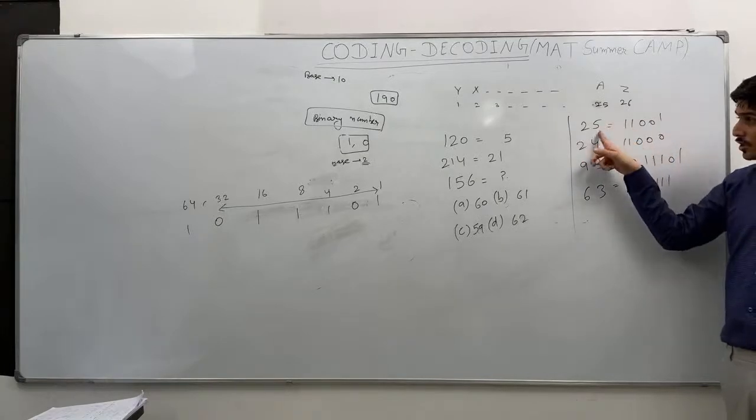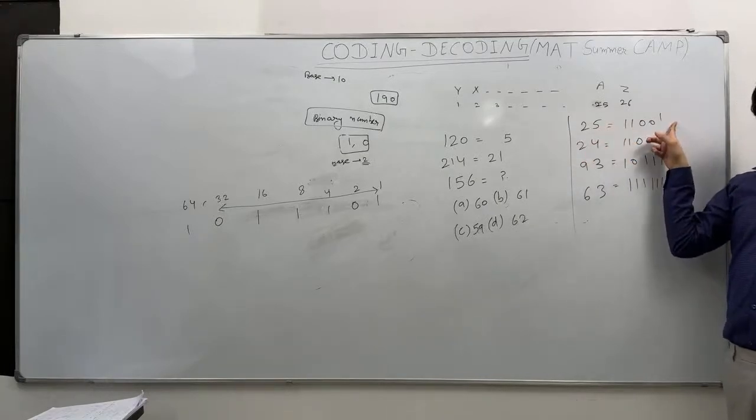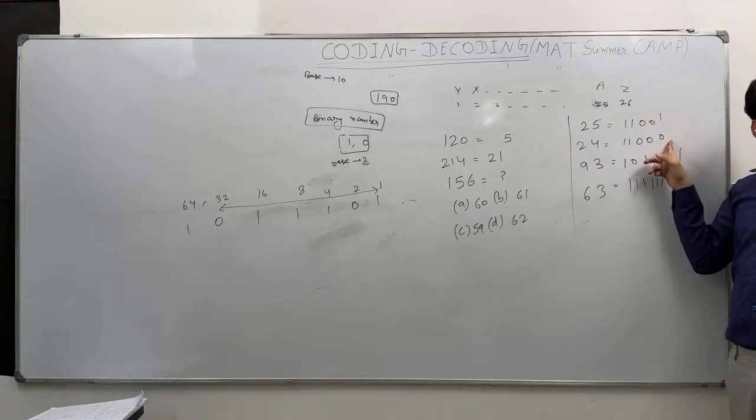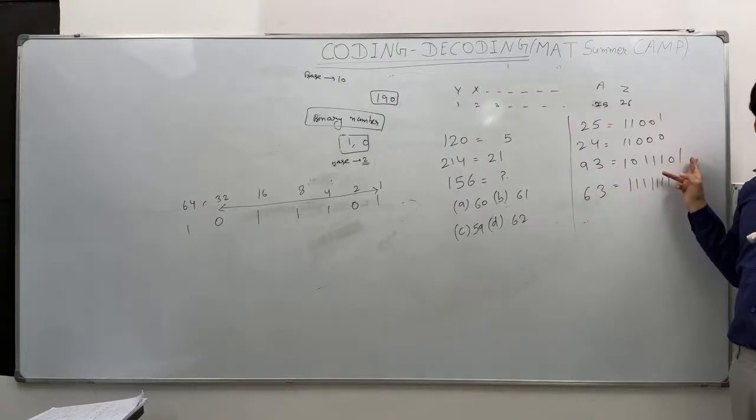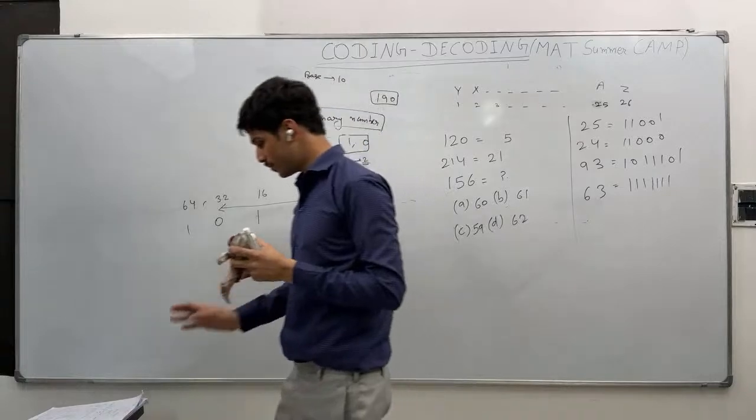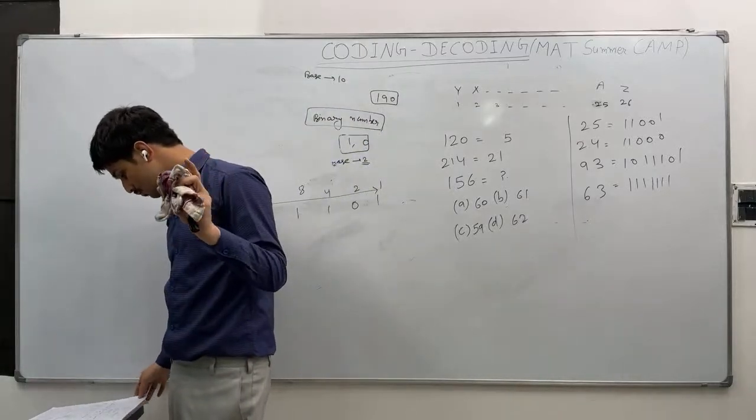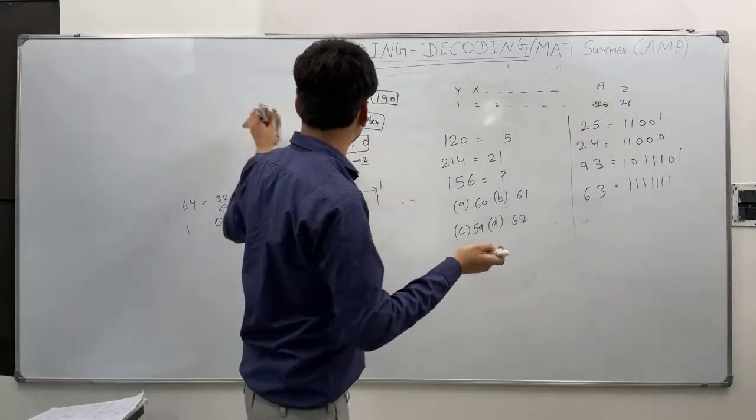Clear? You see, this is an odd number, so the last digit is 1. Even number, last digit is 0. Odd number, last digit is 1. So this point you have to keep in mind. This one is clear? Okay. Now I'll give the next question. This one is clear, right?